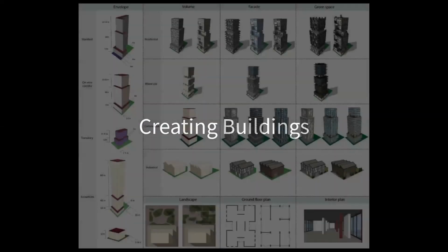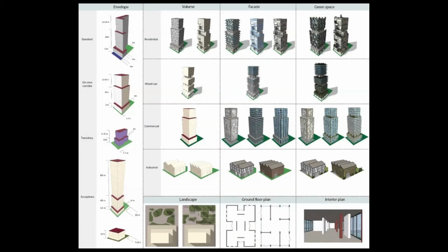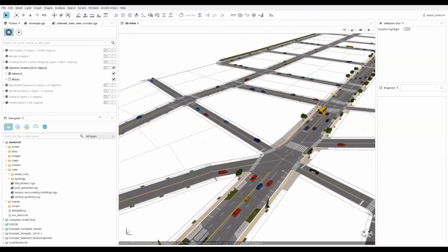So now we come to the main feature of CityEngine, which is the creation of procedural buildings based on the layers we previously created. As mentioned in the introduction, we will leverage the set of rules written by our VR team for the Boston planning project. The rule is modular in the sense that we can freely combine different envelopes, volumes, facades, and green spaces over different land uses. The rule can also create landscapes, parks, and even interiors.